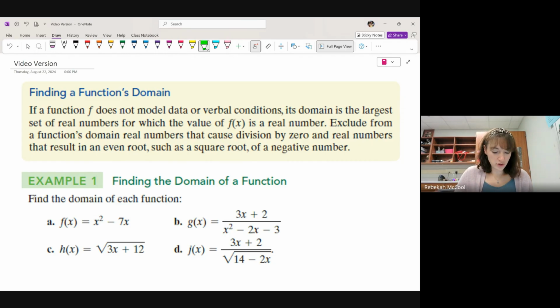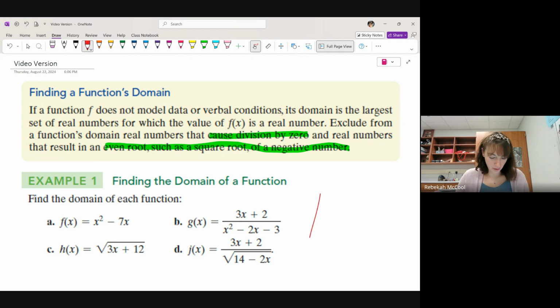So exclude from a function's domain real numbers that cause division by 0 and real numbers that result in an even root, such as a square root of a negative number. Those are the two main things we can't do in math. We can never divide by 0. We cannot take square roots or even roots of negative numbers. That leads to imaginaries. So those are the main two things that we're going to look for and use to guide us.